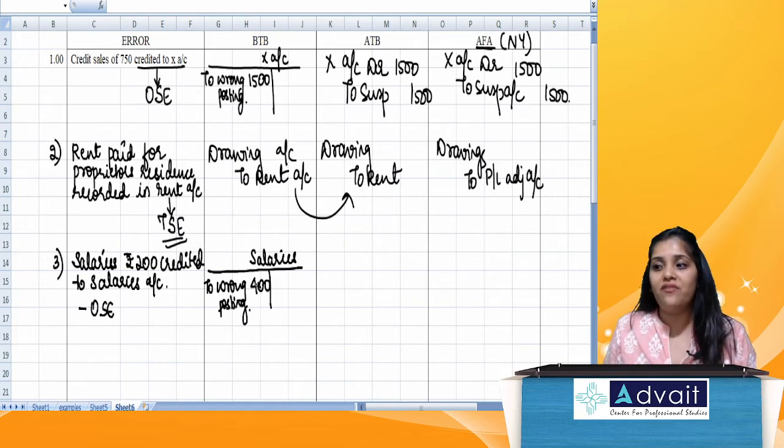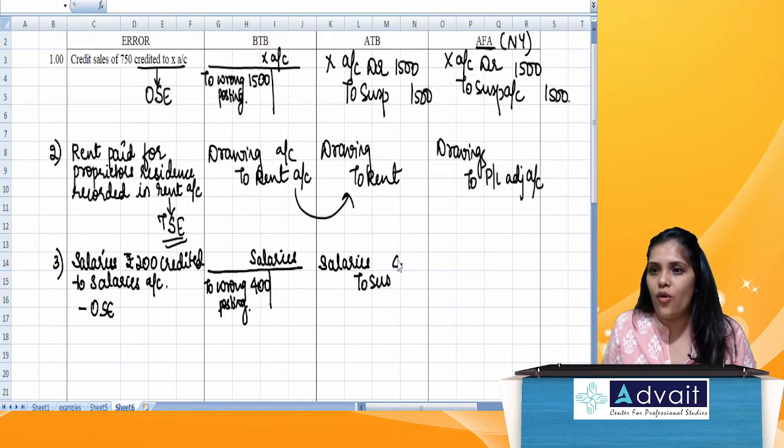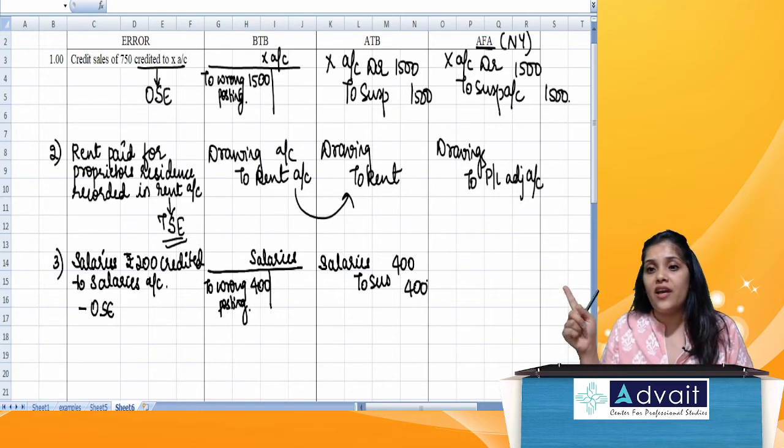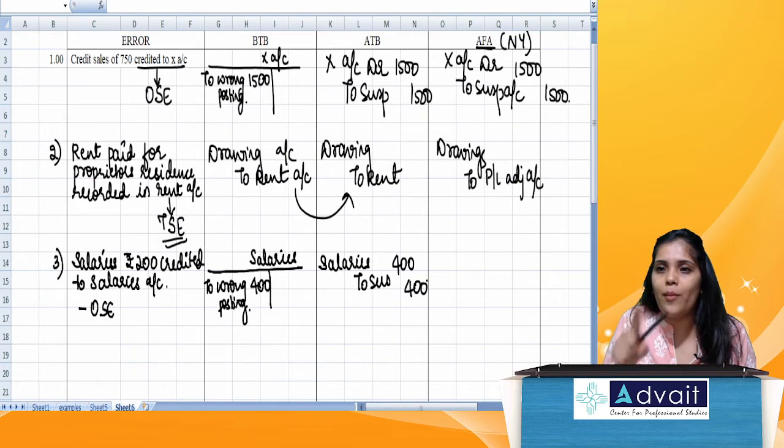Now, if it is a one-sided error, then here suspense account will come. So, you have debited salaries. So, the entry will remain the same. So, entry will be salaries account debit to suspense 400. Clear, everybody? Now, if it is AFA, then what you should do? You should only think one thing. Is there any nominal account? Yes or no?